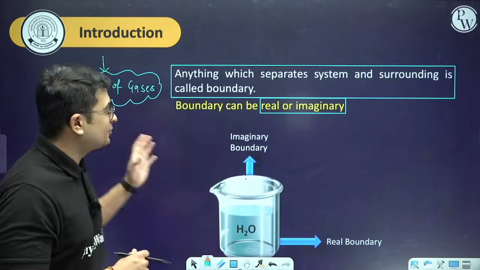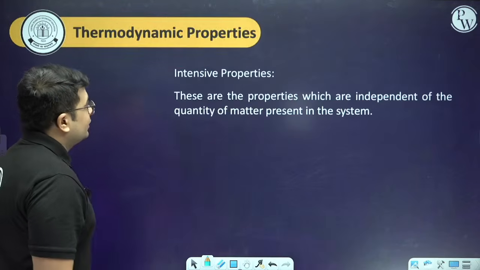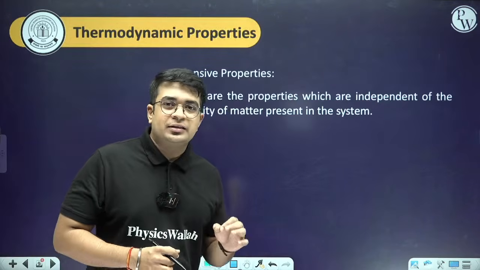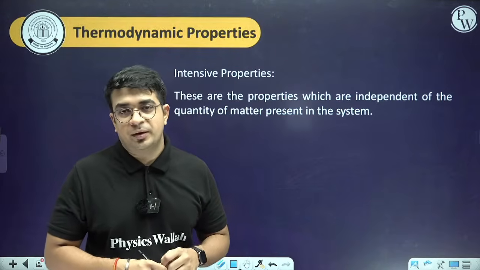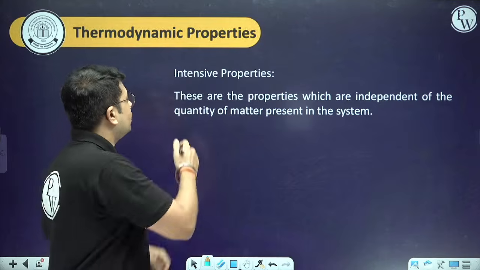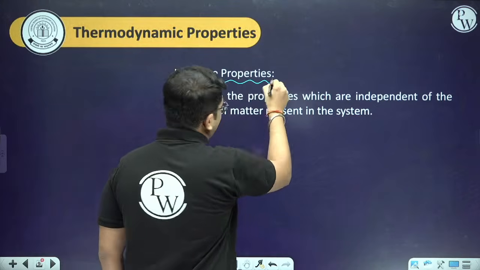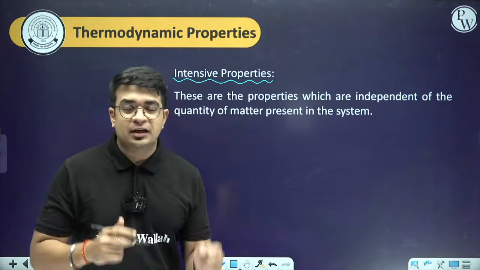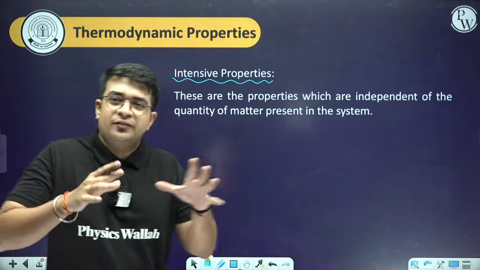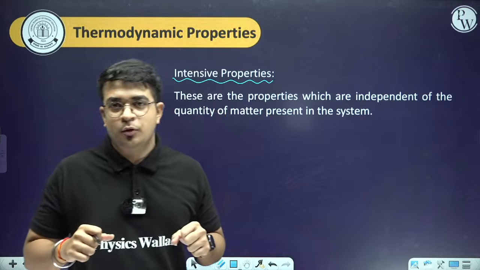I hope this entire portion is clear to everyone. Now, if I talk about the thermodynamic properties, basically we have differentiated properties into two parts. First one is known as your intensive property, and the next one is known as your extensive property. What is the meaning of the terms intensive as well as extensive? So we have different types of thermodynamic properties.